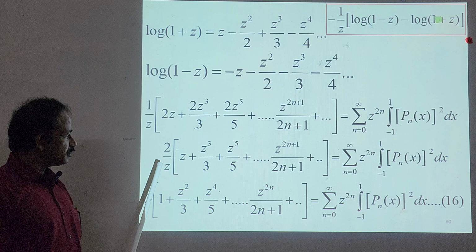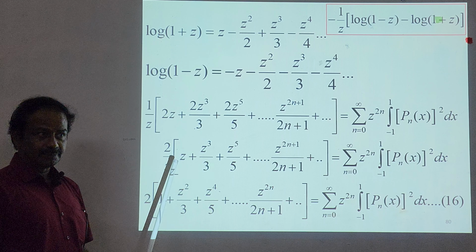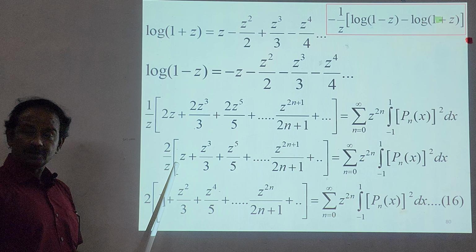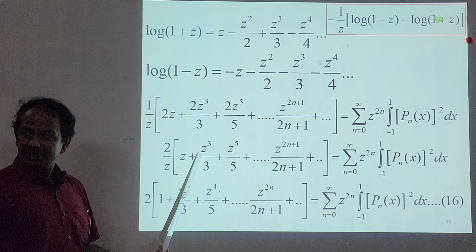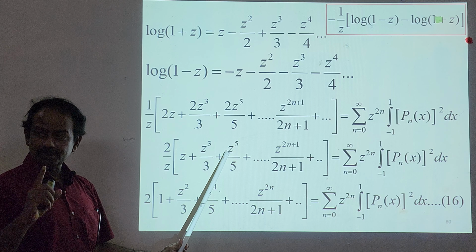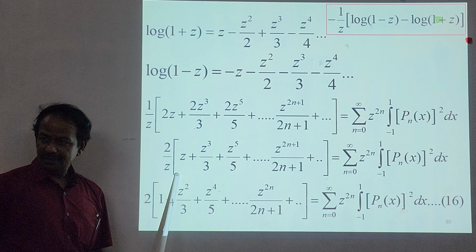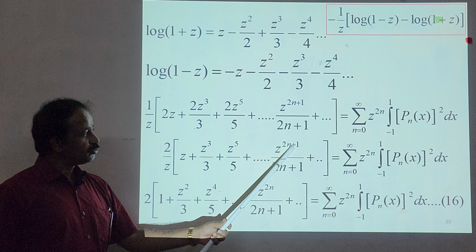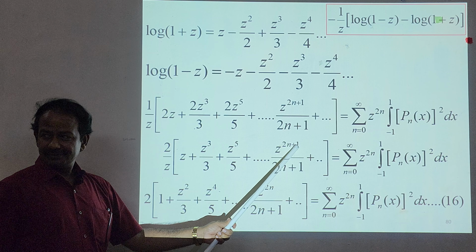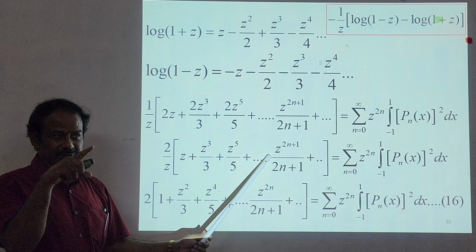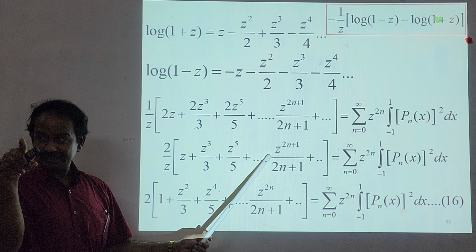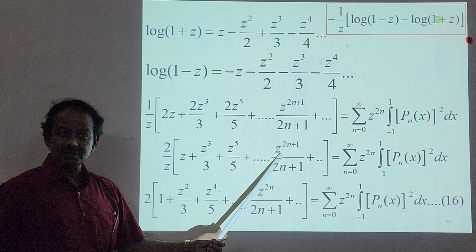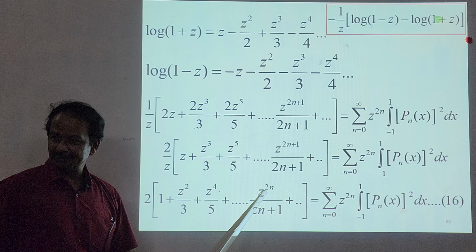Now I am going to multiply by 1 by z. I am going to take 1 by z inside. So this will become 1, this will become z squared, this will become z to the power 4. See here, 1 by z alone I am going to take inside. And z to the power 2n plus 1 can be written as z to the power 2n times z divided by z. That z and that z will get cancelled. You have z to the power 2n alone.